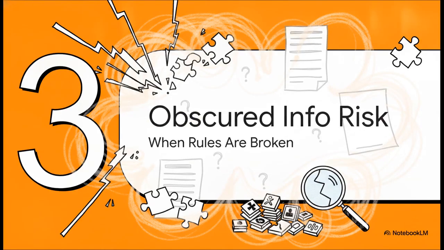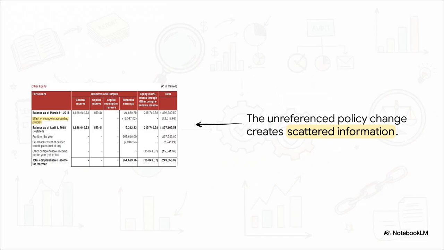Section 3. The risk of obscured information. All right, looking back at our statement, the company presented that line item, effective change in accounting policies, totally without a cross-reference. Now, Ind AS 8 strictly requires specific, really detailed disclosures whenever you change an accounting policy. So imagine you're a user of this financial statement. You see this 12 billion rupee adjustment, and you immediately think, wait, why? But without a note number, where are you supposed to look?